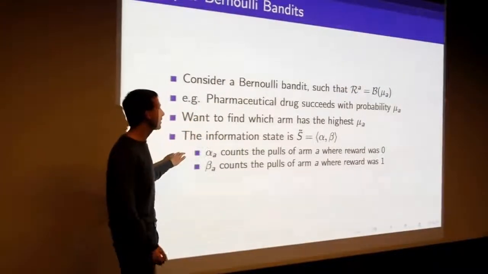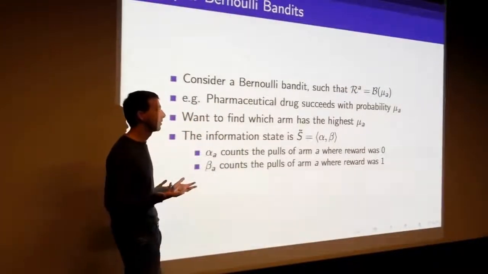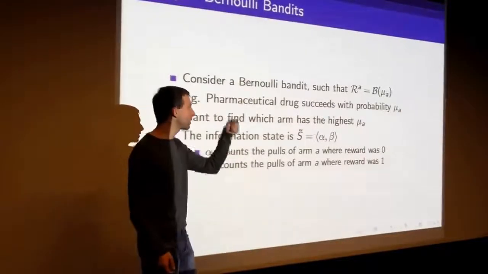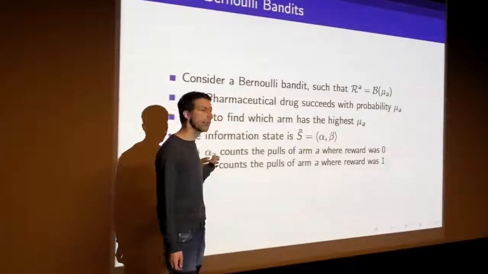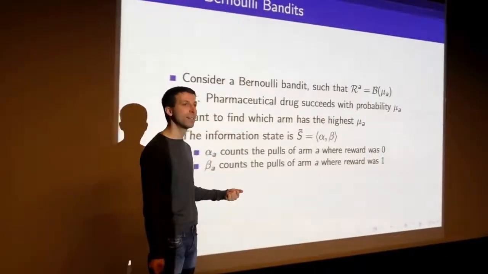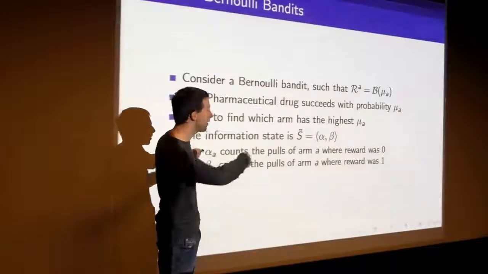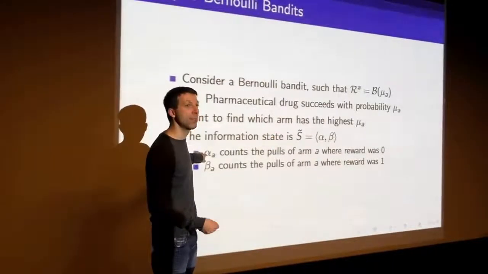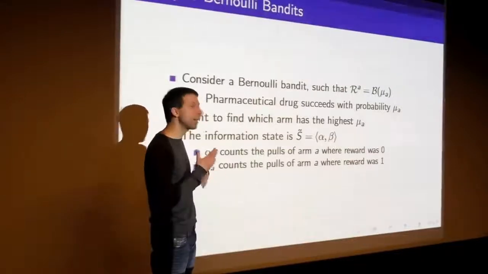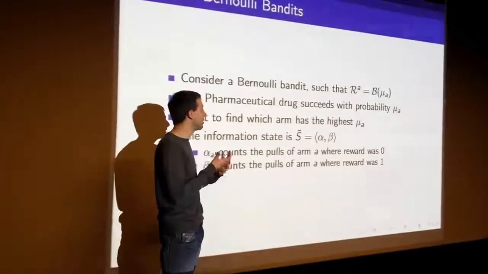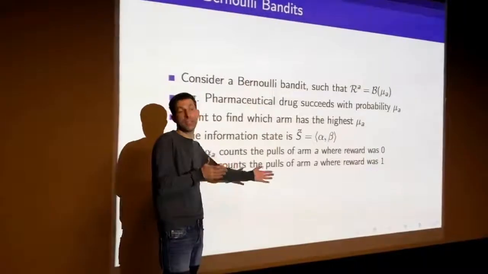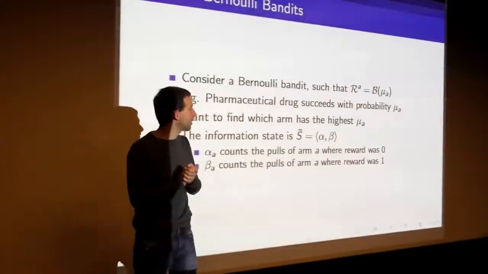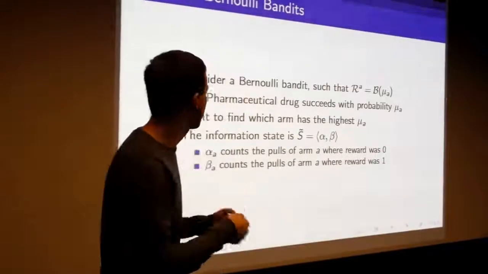And so what's the information state here? Well, the information state is the counts. That's one example of the information state. How many times have I pulled this arm and it's failed, and how many times have I pulled this arm and it's succeeded? So how many times did I try this drug on someone and they got better, and how many times did they not get better? If I can keep those statistics, they summarize everything I've seen so far. It's a sufficient statistic given all of the pulls that we've made in this bandit problem.